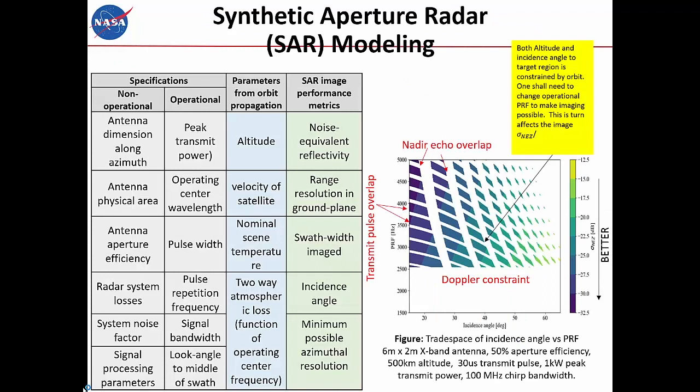So in the case of radar modeling, these are the parameters. I won't go into it in much detail, but there's about 20 parameters that we varied to look at the full design space of radars that you can fly. And some of the most important things in a radar is that in the pulse repetition frequency and the incidence angle trade space, there's a lot of areas where a radar is just infeasible because of either an echo overlap constraint or a transmit pulse overlap constraint or a Doppler constraint.